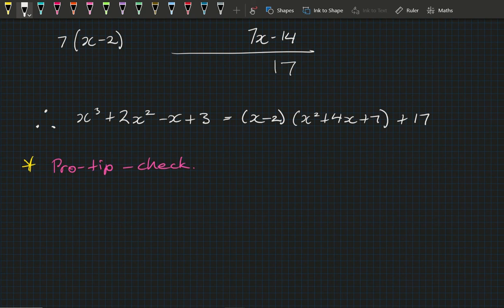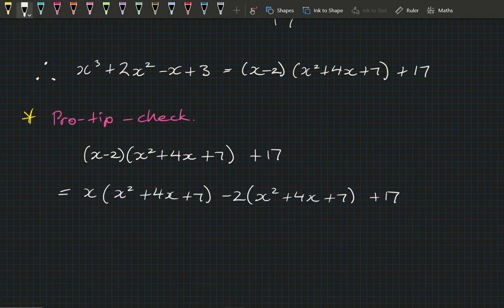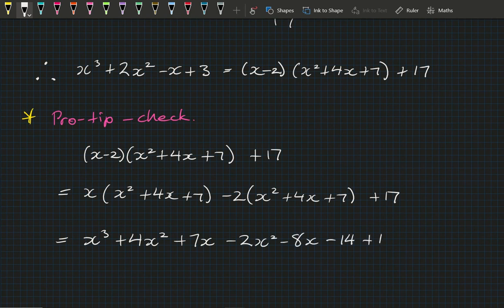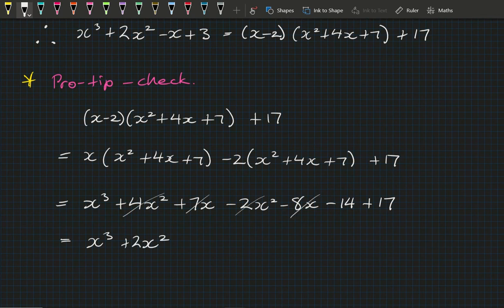So let's expand what we've got here. So we've got x minus 2 times x squared plus 4x plus 7, plus 17. So expanding the brackets on the left, we get x cubed plus 4x squared plus 7x plus 2x squared minus 8x minus 14. And of course there's still that plus 17. We've got 1x cubed, 4 and minus 2x squared, and 7 minus 8x, and 14 is 3. Whoa, yes. Okay, that worked.